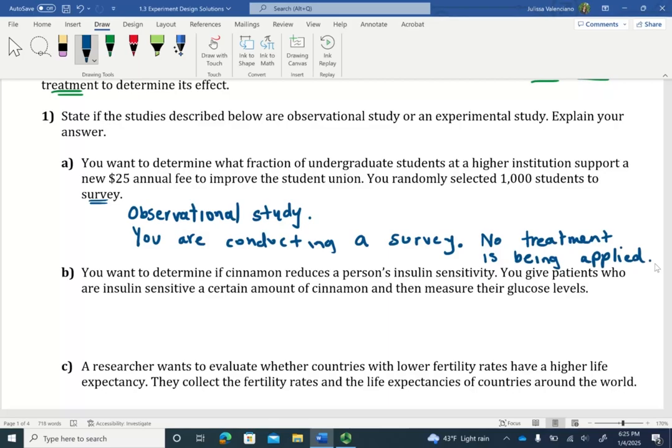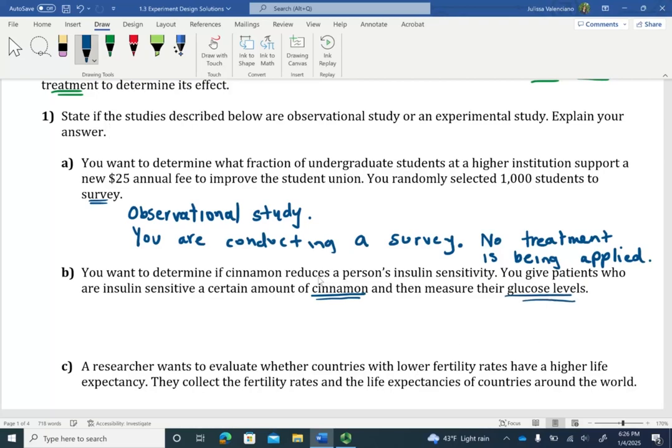So now, in part B, it says you want to determine if cinnamon reduces a person's insulin sensitivity. You give patients who are insulin resistant a certain amount of cinnamon and then measure their glucose level. Okay, so here you're giving participants or patients cinnamon. What are you measuring? You're measuring their glucose level.